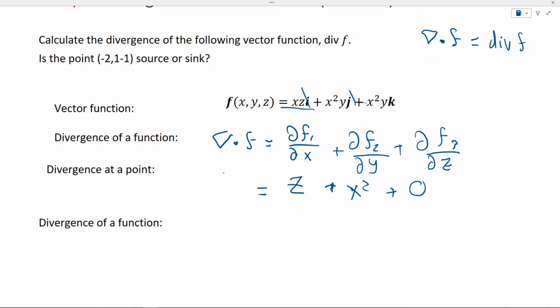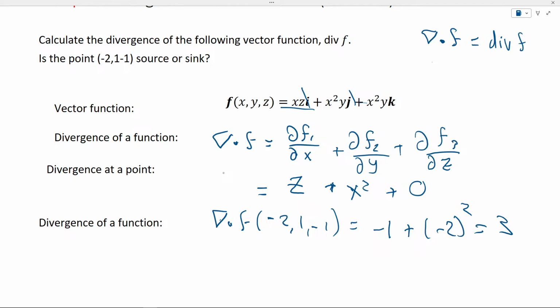Now I want to evaluate the divergence at a point. Let's assume the point is (-1, 1, -1). So z is -1, so here that would be -1 plus x square. x square is (-2) square, so that will give me 4 minus 1. That will give me 3.